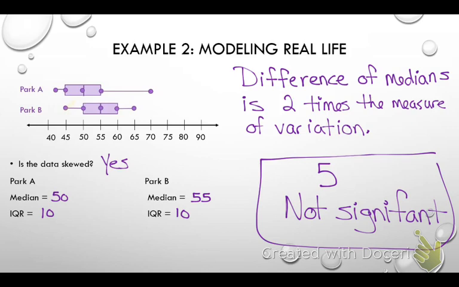Okay, so because the difference in the medians was only 5, it had to be twice the IQR, and it's not. It's only half the IQR. So if somebody said half, that's what it's saying there, that 5 is only half of the IQR. It's not double. Okay, so that's why it's not significant.